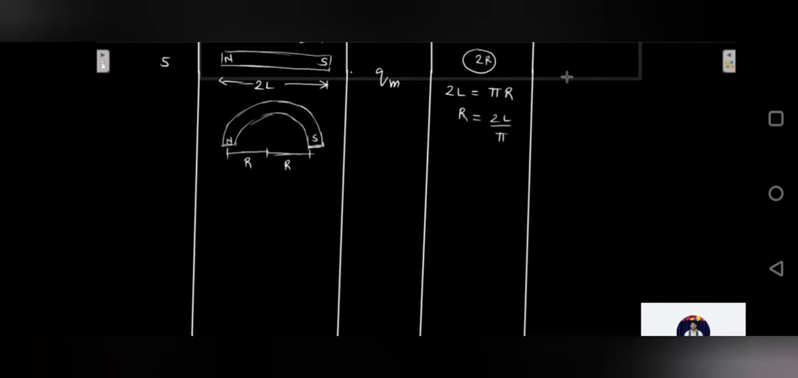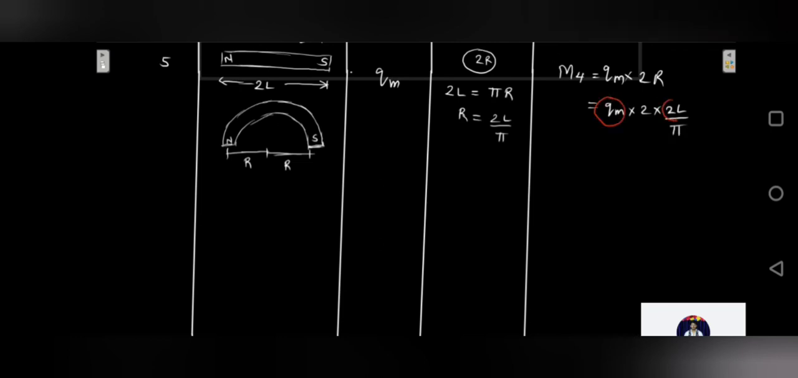Okay, so what is going to be our M4 over here? It is going to be qm into 2r. Correct? This is going to be qm into 2 into r, which is 2L upon pi. So now if you see, qm into 2L can be substituted as M over here. So this is going to be M into 2 upon pi. This is going to be your new magnetic dipole moment, M4, that is 2M upon pi.